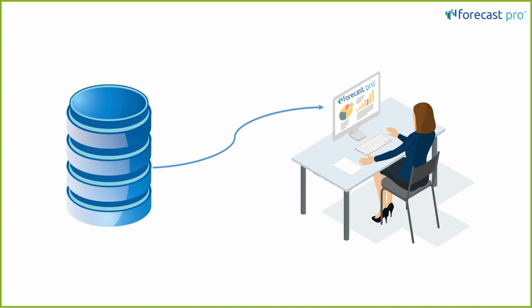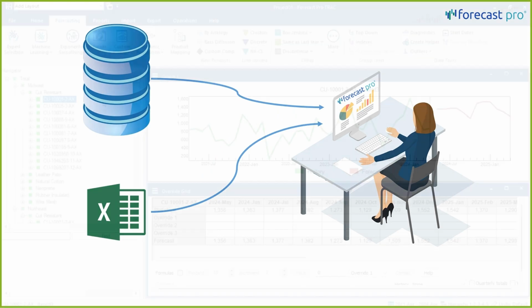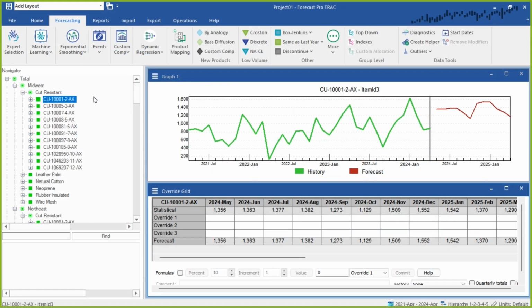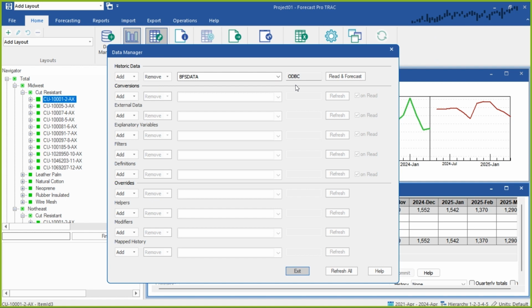To get around this, I'm going to demonstrate an alternate approach, in which case our normal historic data still comes from our data pull, but our new items are maintained in a separate Excel spreadsheet that we attach to Forecast Pro. So here we are back in Forecast Pro, and again, this is our gloves project. And you can see for our product types that we have several common types of gloves like cut resistant, leather palm, natural cotton, neoprene, rubber insulated, and wire mesh. Furthermore, this data is coming in through the data manager via an ODBC connection, that is a connection directly to a database.